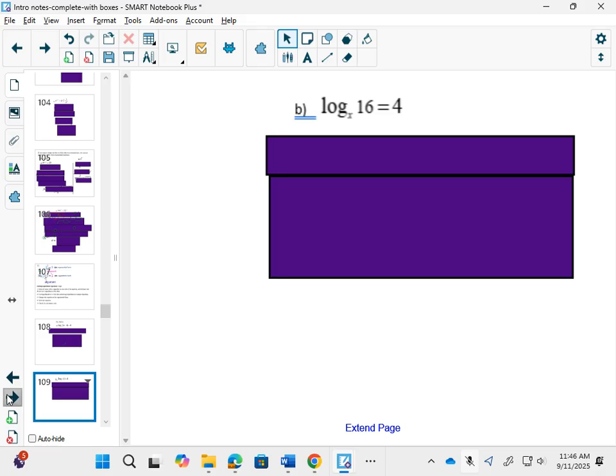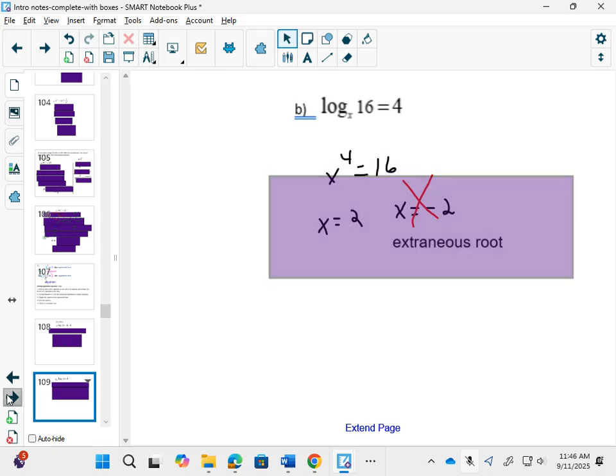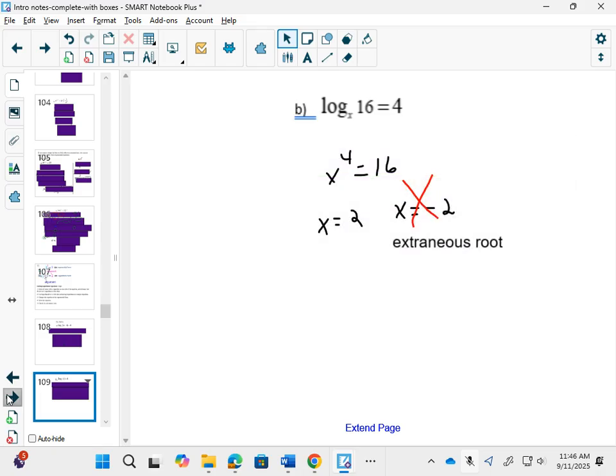Second one. Solving for x in a logarithm, but this time the x is the base. Change to exponential form. My base is x, my exponent is 4 is equal to 16. And I'd have to take the 4th root of both sides. Taking a 4th root is like taking a square root. You have to do the plus or minus. But when I check the plus value, it's good. The minus value, not good.